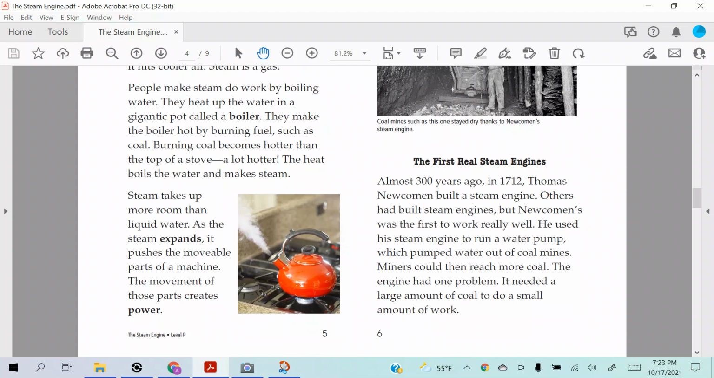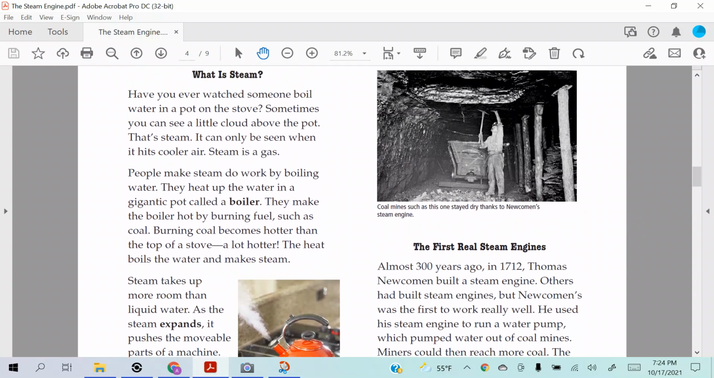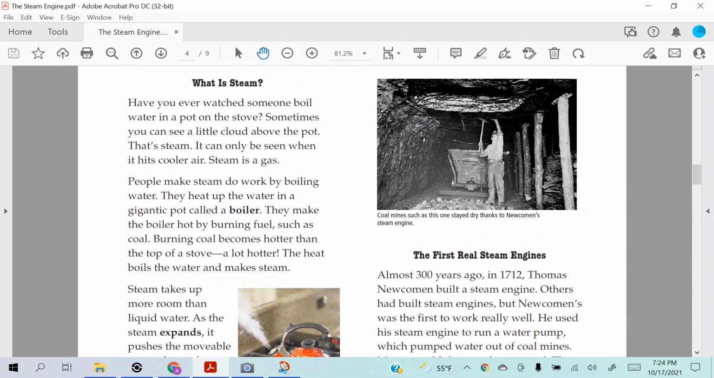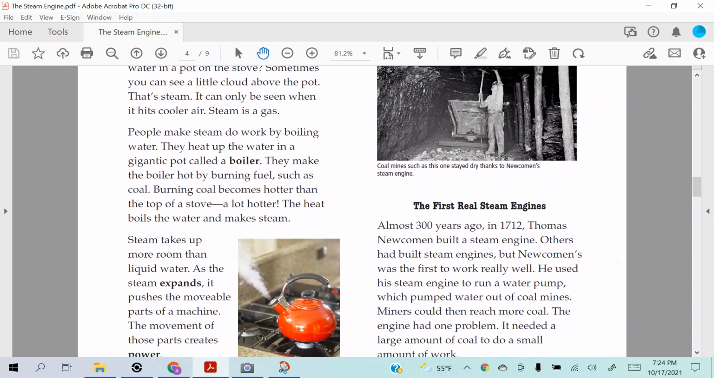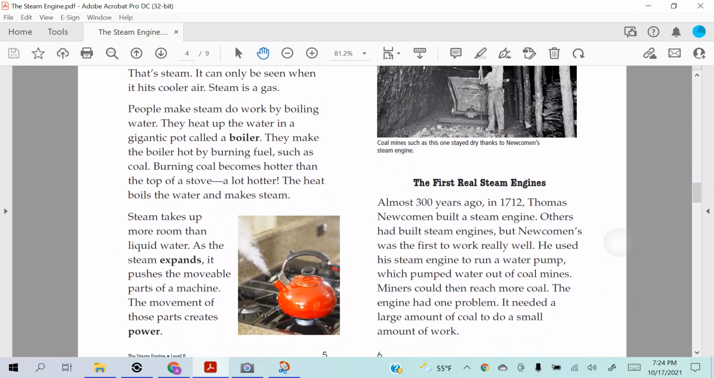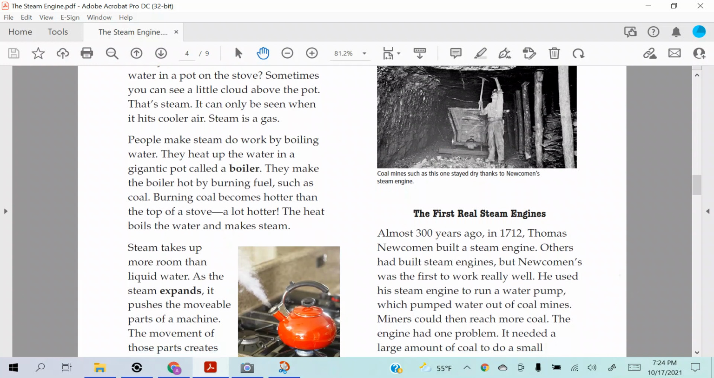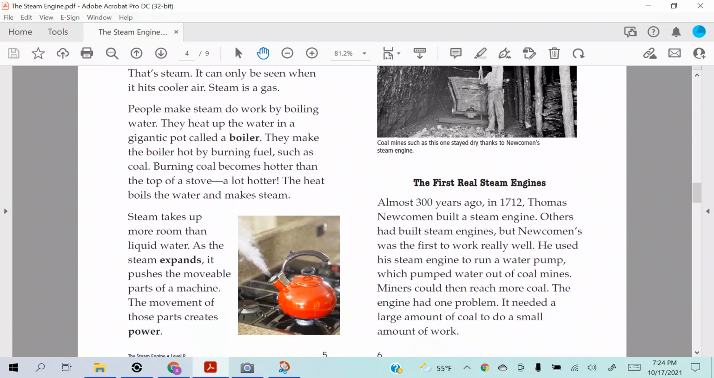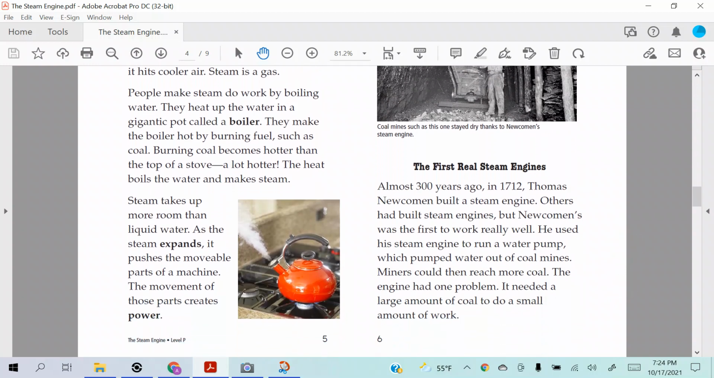Steam takes up more room than liquid water. As the steam expands, it pushes the movable parts of a machine. The movement of those parts creates power. Look at this guy down here in a coal mine. Coal mines, such as this one, stayed dry thanks to Newcomen's steam engine, right? So they didn't have to hose the water off the wall like with high powered hoses. They had machines to do that.